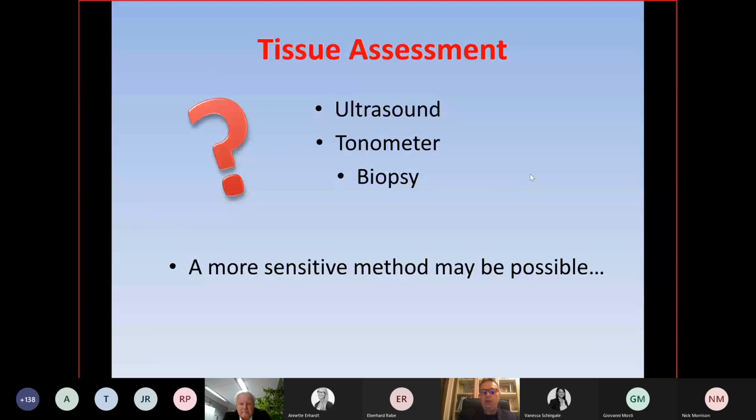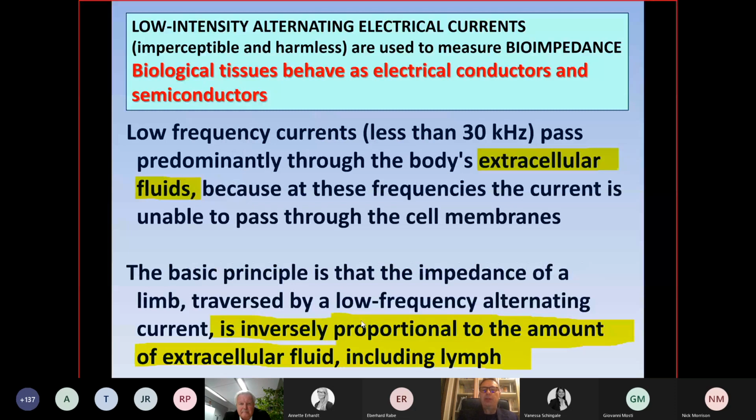And this could be the option for bioimpedance. Furthermore, when we speak about tissue assessment, things are more complicated because we know that we have ultrasound, tonometer, biopsy, but again, a more sensitive method could be possible. And here, bioimpedance comes. What is bioimpedance?